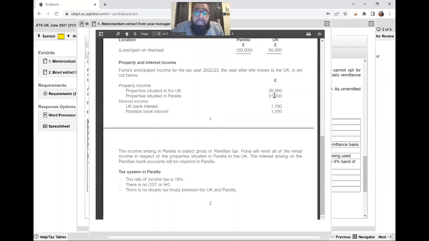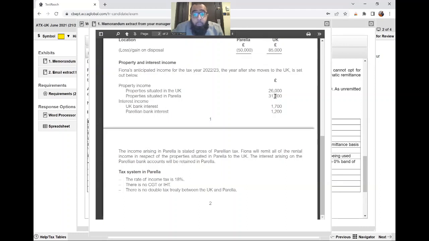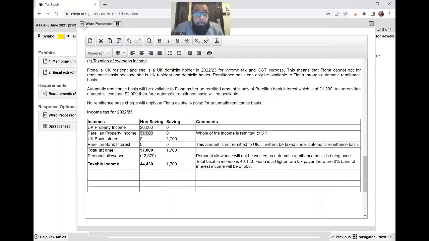There is property situated in Kerala, which is 31,000. Parallel property income 31,000. These both will go in UK, the non-saving head, 26 and 31. Then there is UK bank interest, which is 1,700. Here it goes, UK bank interest.